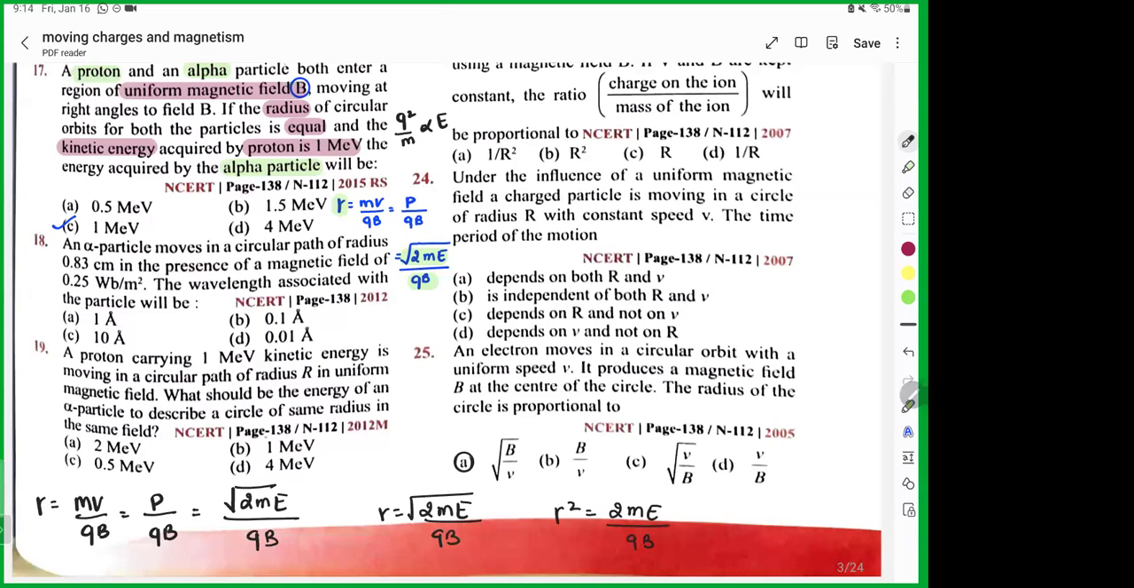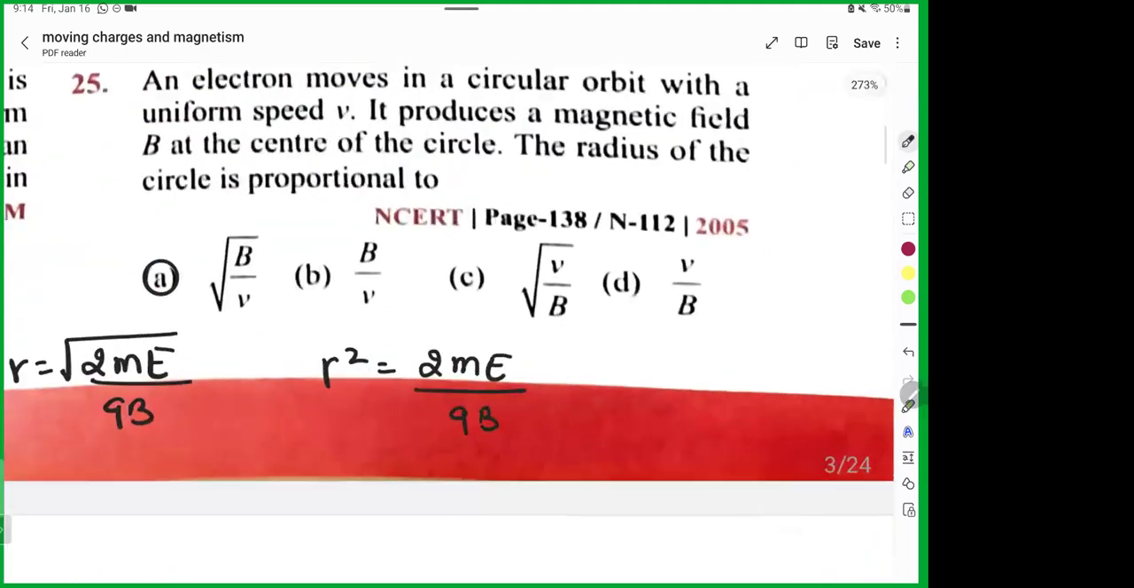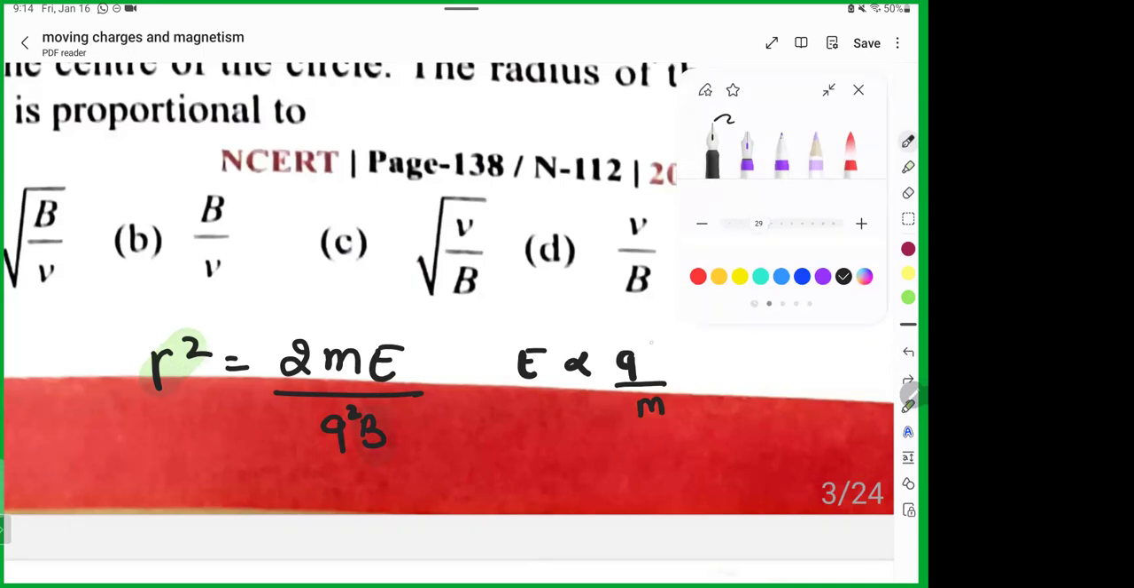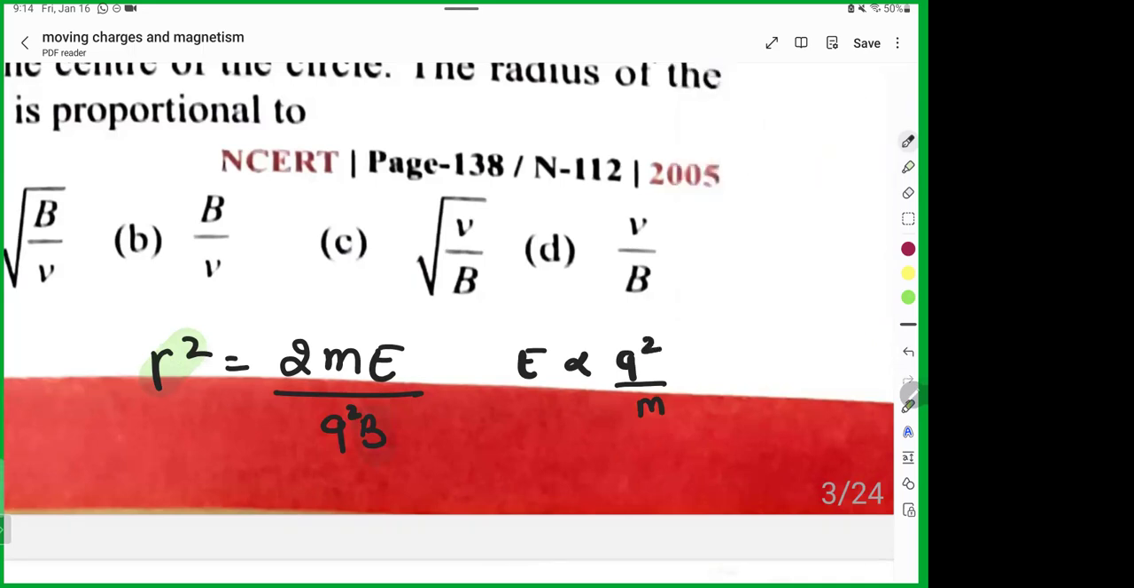Your radius is also constant. Using these two things, R is constant, B is constant, you will say your energy is directly proportional to q square by m. I wrote it upside down, no? Understood? Q square by m, that is the energy, kinetic energy.